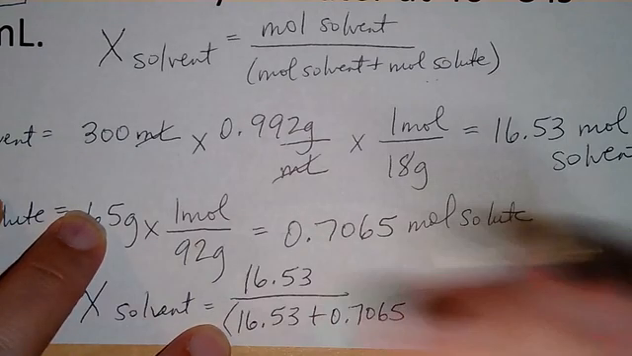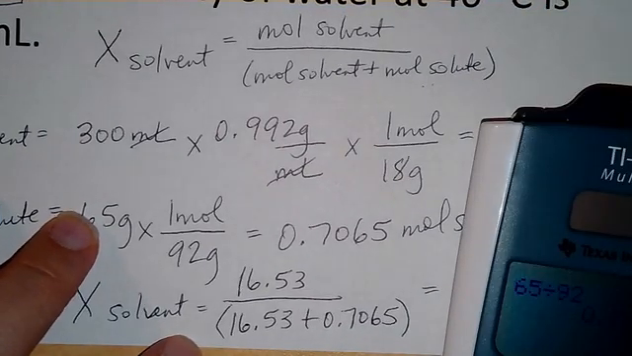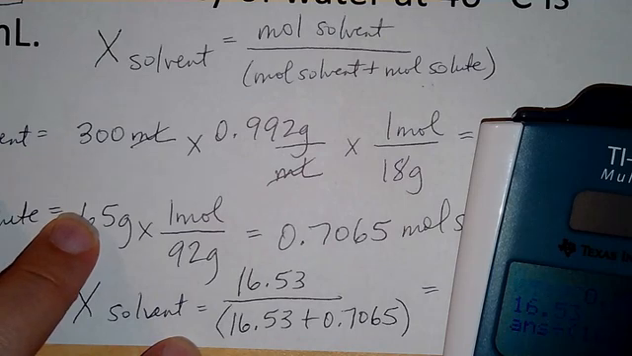So 16.53 divided by 16.53 plus 0.7065. Alright, 0.95 for our mole fraction.